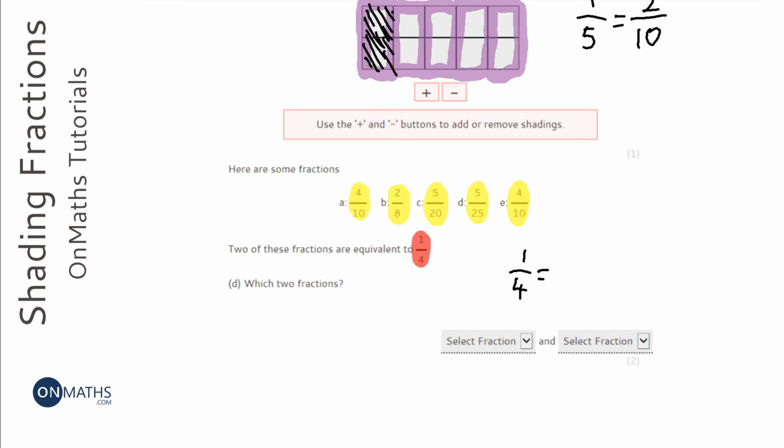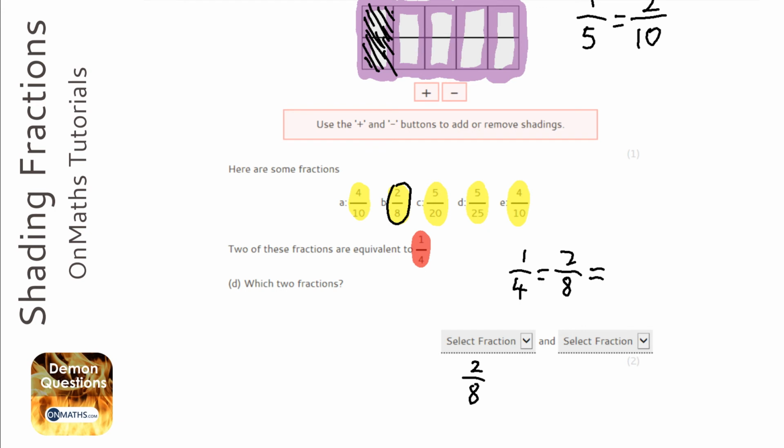So let's times top and bottom by 2, and I get 2 over 8, which is actually this one here. So I know that 2 over 8 is equivalent to a quarter. Then I'm going to times top and bottom of 1 over 4 by 3, so it becomes 3 over 12. Let's have a look. There's no 3 over 12s there. So let's keep going. Let's times top and bottom of a quarter by 4, so it becomes 4 over 16. Let's check. Well, there's a 4 over 10. There's a couple of 4 over 10s for some reason. But there's no 4 over 16.